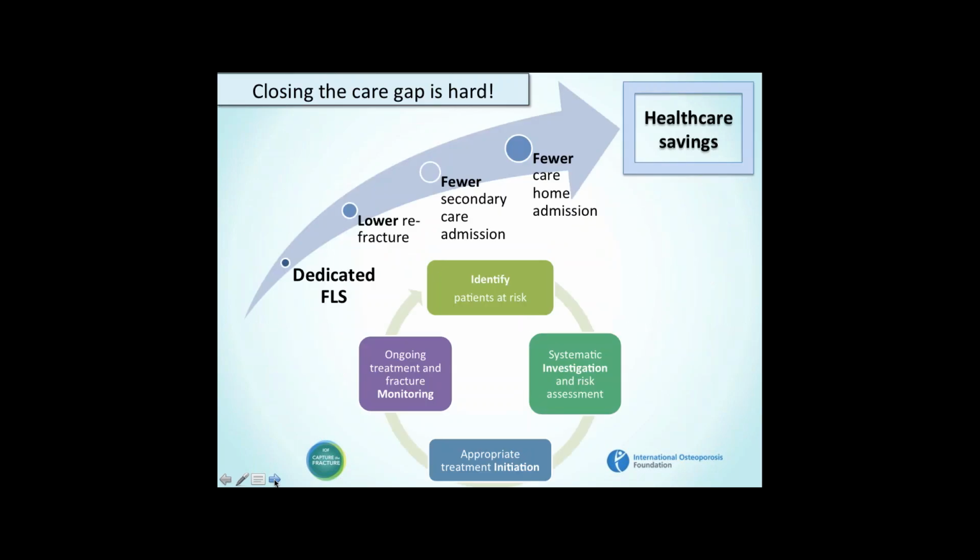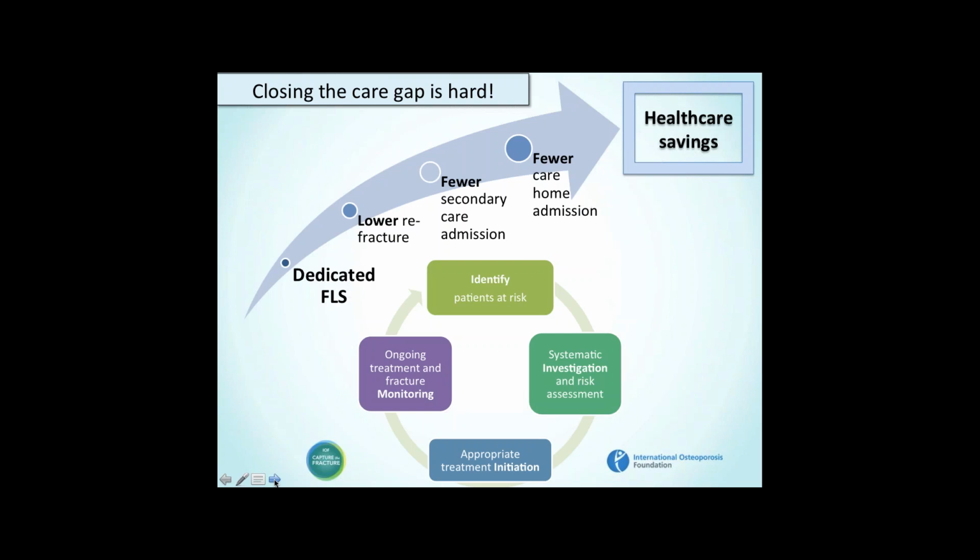Why has this care gap remained? The reason is it's very hard to close. To achieve the aim of having an effective FLS that reduces refractures, leads to fewer secondary care admissions and fewer care home admissions, and produces savings to the healthcare organisation, requires effective implementation of 4 steps. The first is to identify those patients at risk. The next is to make sure every single patient receives the same standard of investigation and risk assessment to identify those at highest risk requiring therapy.